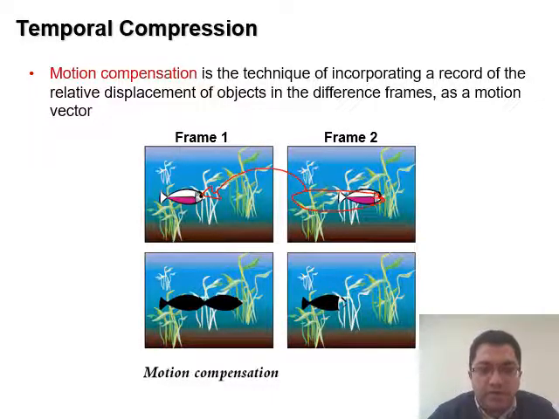Why? Because in frame 2, the fish is here, so this is what is shown here, and in frame 1, the fish was here. So the area that was covered by the fish in frame 1 is now uncovered in frame 2. That's why you need also to store this area from frame 2, so that you can get this frame completely from this one.